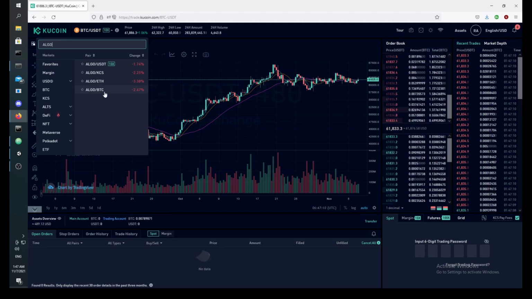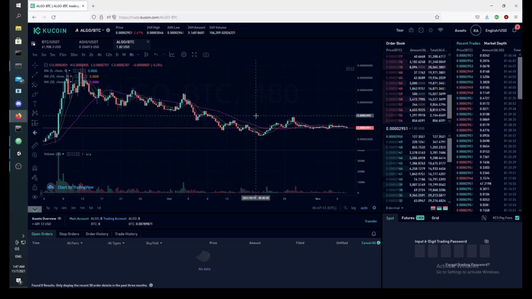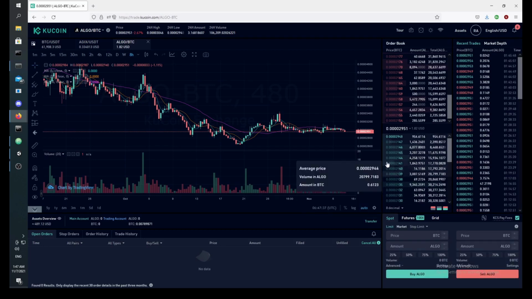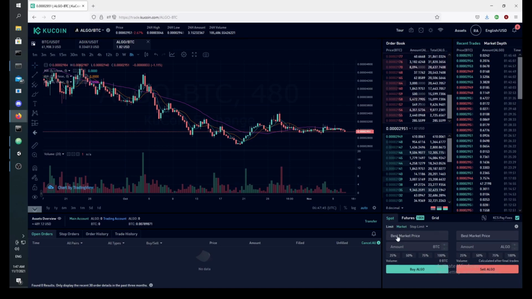So if we have Bitcoin, let's say we want to buy Algorand or whatever other popular coin. So here's the current chart. What we can do is click on that chart, and then we're going to type in our trading password that they'll have you set up. And you will click on the price of Bitcoin. Let's just say we want to do market price. We'll get the best price for the current market.